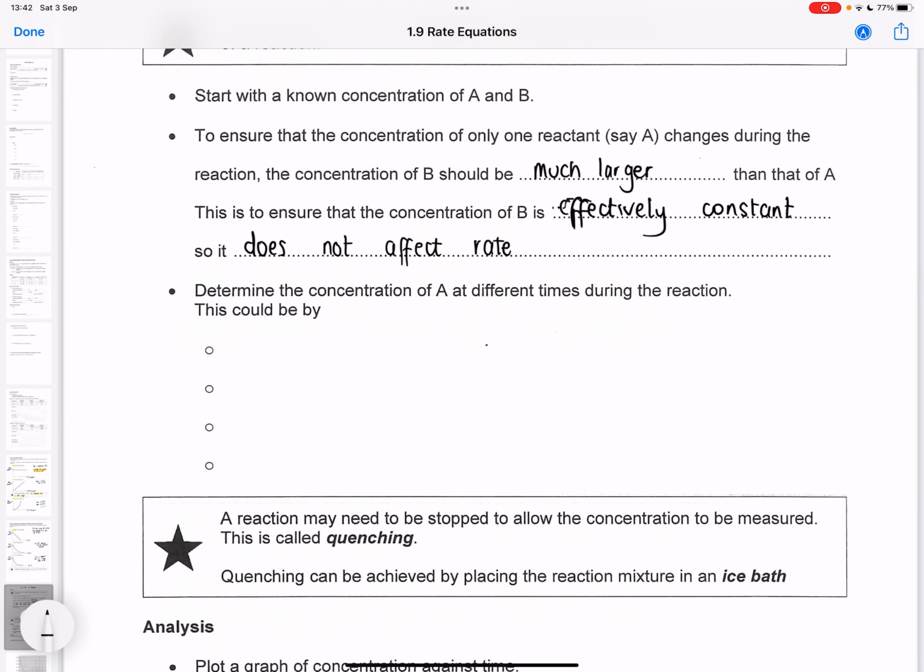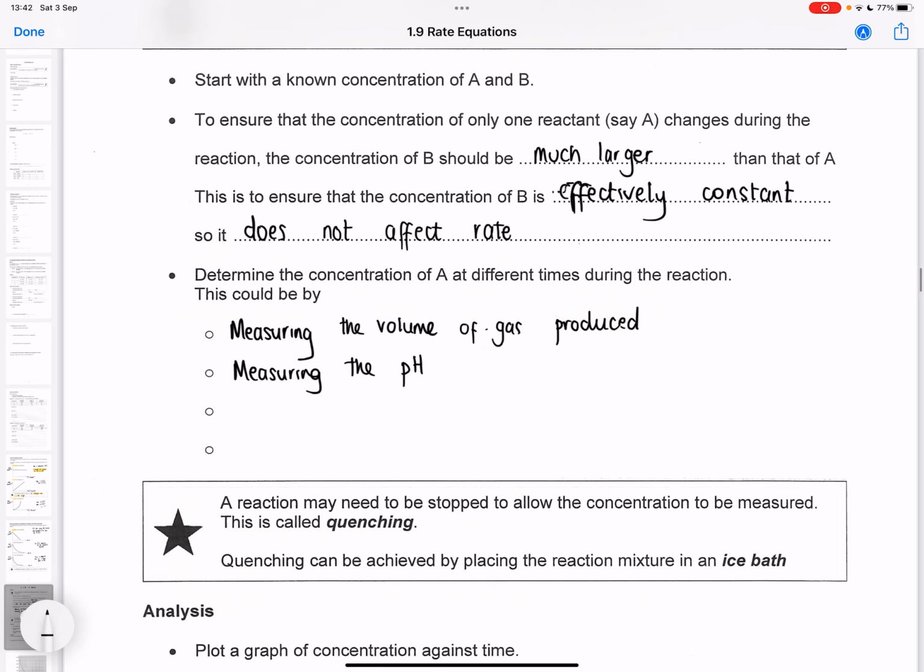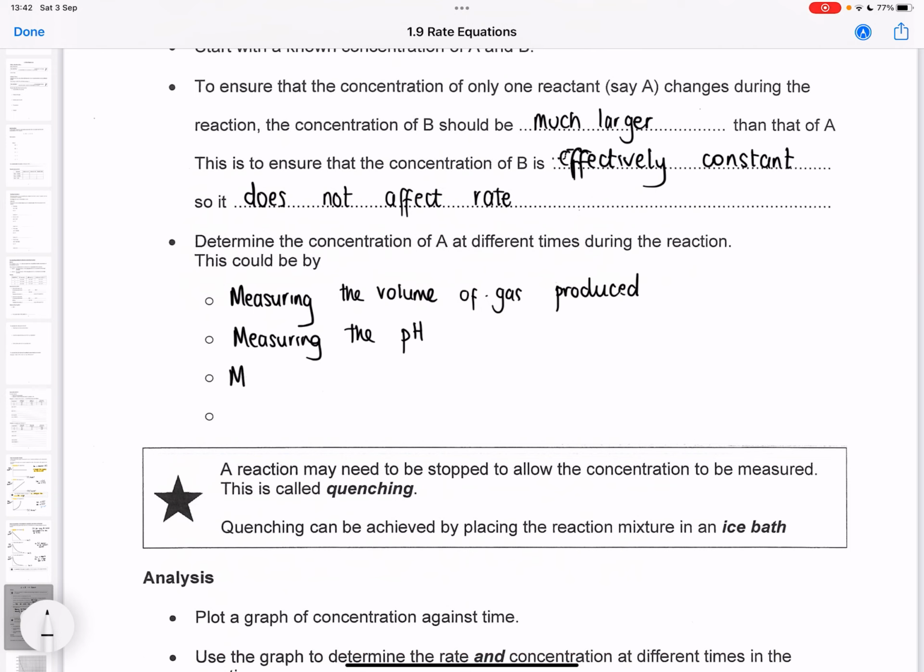So it could be that we could measure the volume of a gas produced. We just have it set up with a gas syringe, and we can measure the volume of gas being produced over time and look at that graph. That volume of gas produced would be directly linked to the concentration of that product. We could measure the pH of the solution with a pH meter, because pH is directly linked to the concentration of hydrogen ions. So if we were trying to measure the concentration of hydrogen ions, this would be a perfect way to do it.